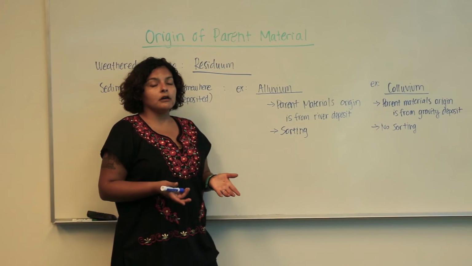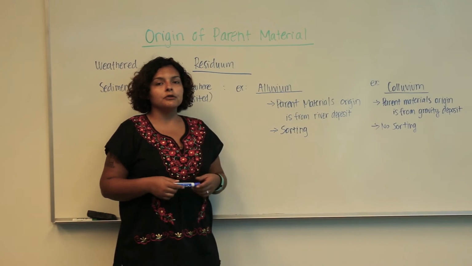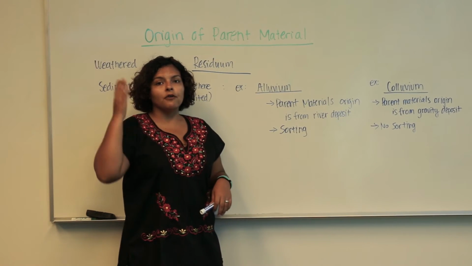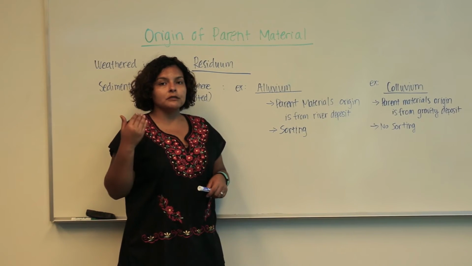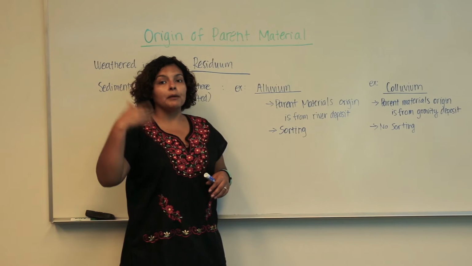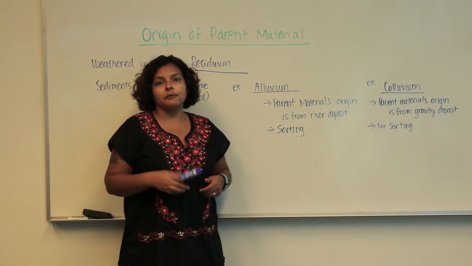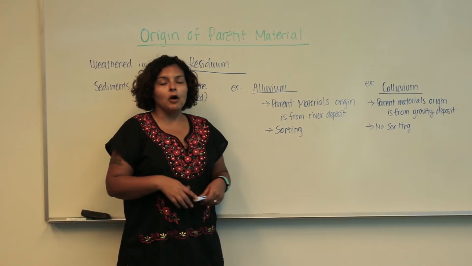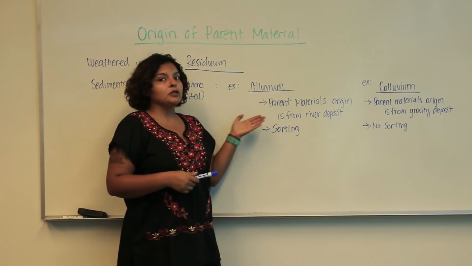The other type of deposit could be parent material deposited by gravity. So you can kind of think of when rocks fall down a cliff. That is an origin. That parent material wasn't formed in place, but it did come from up above and drops down. In this case, we don't see any type of sorting because gravity will just make all of the rocks fall downhill. So there's alluvium and colluvium.